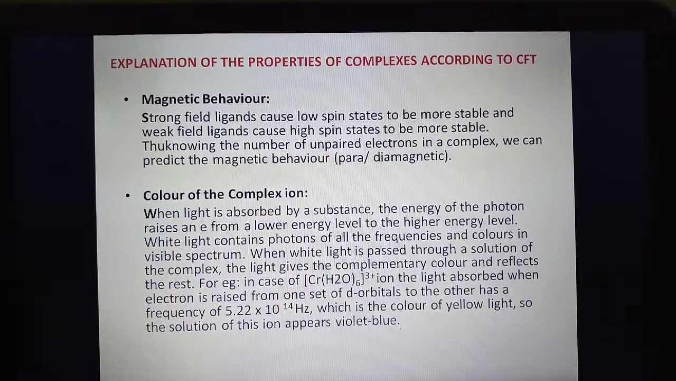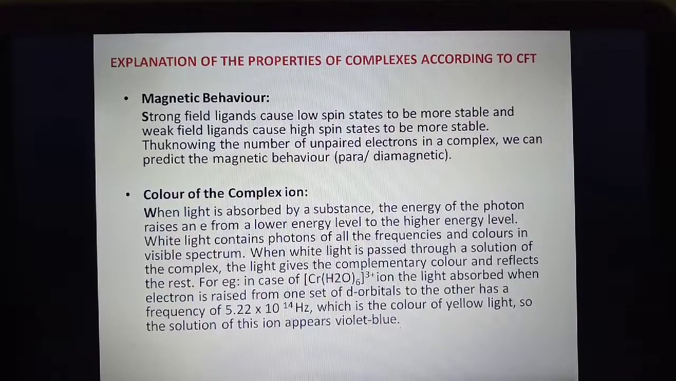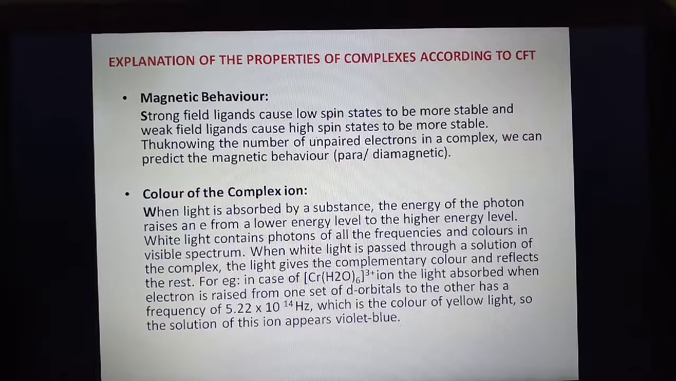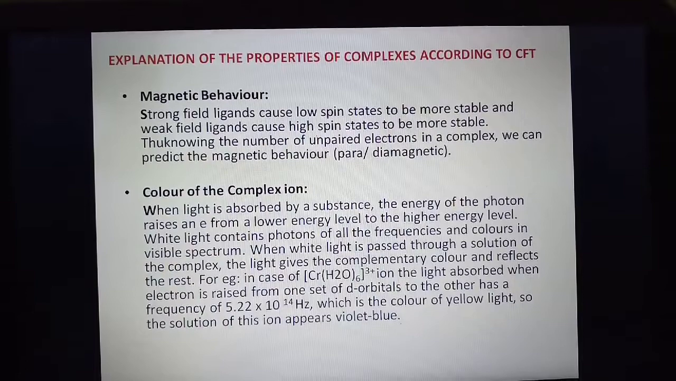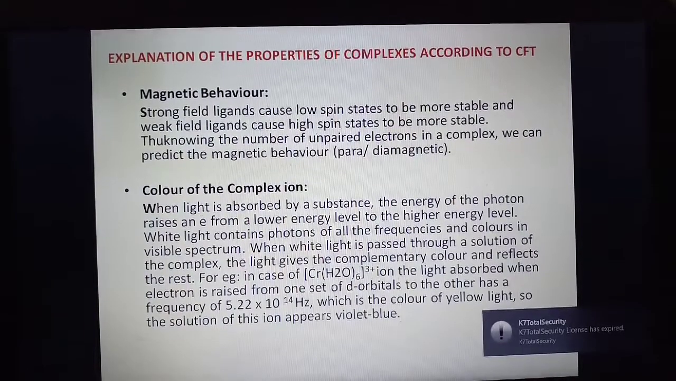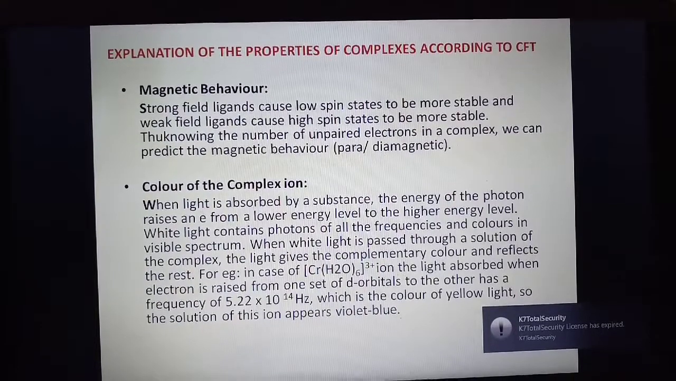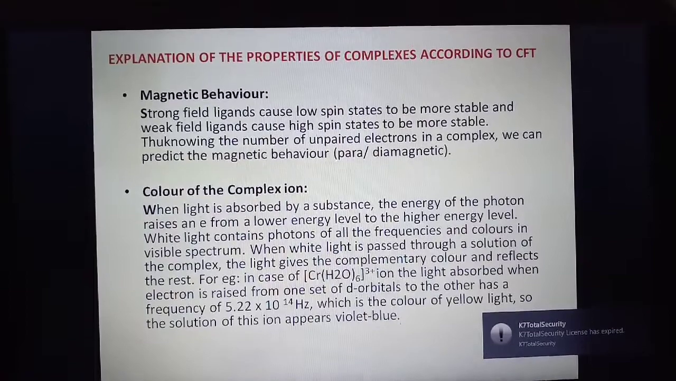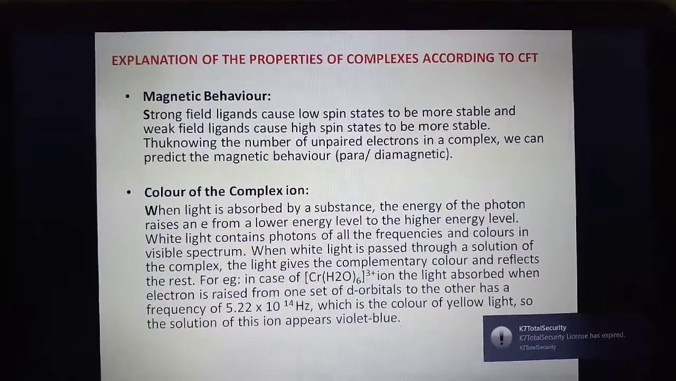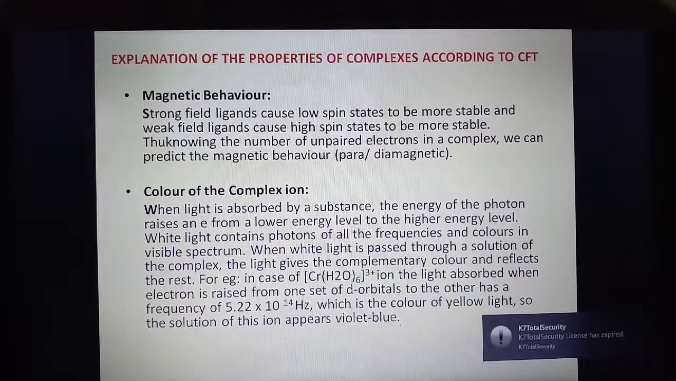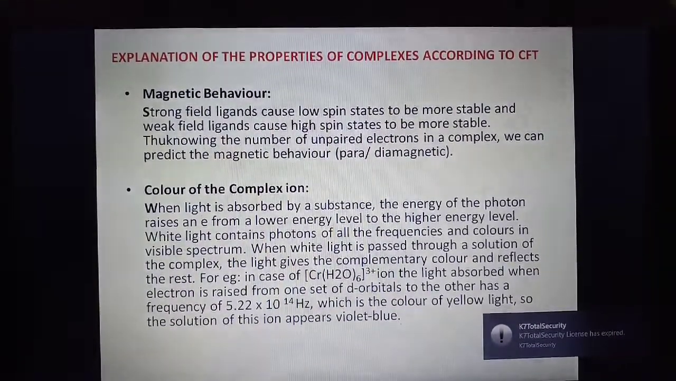Explanation of the properties of the complexes according to CFT. First is the magnetic behavior. Strong field ligands show very low spin, as it is more stable, and weak field ligands can cause high spin states to be more stable.